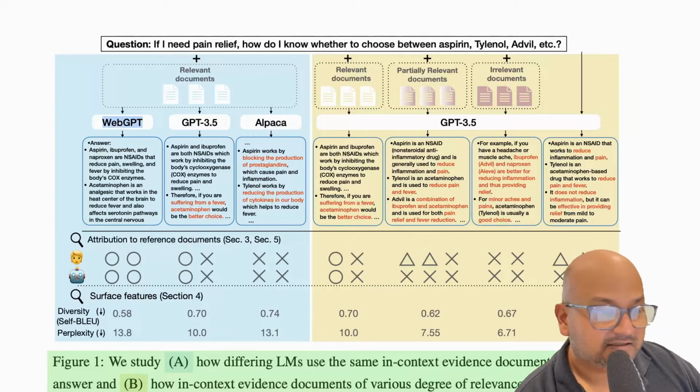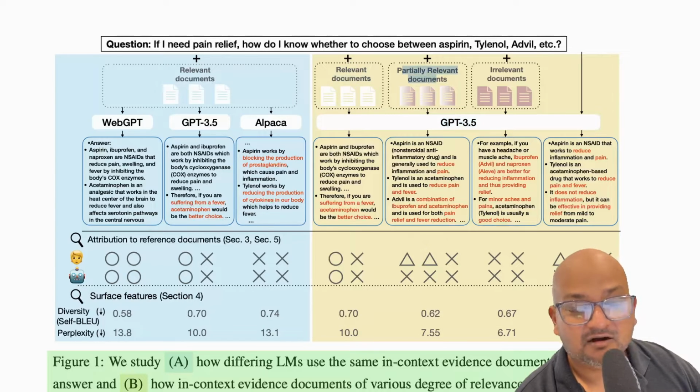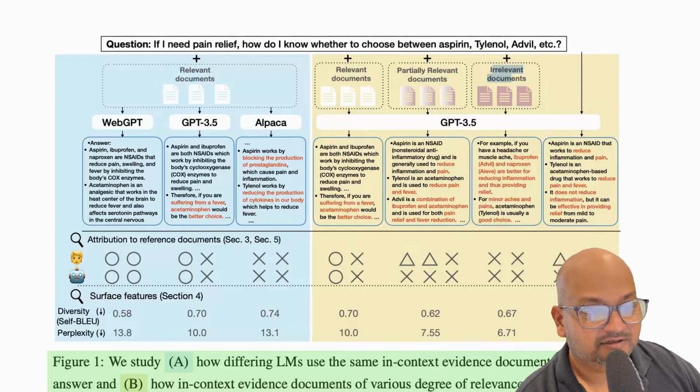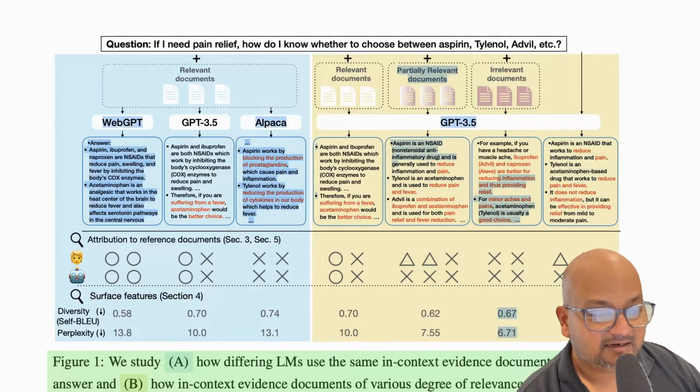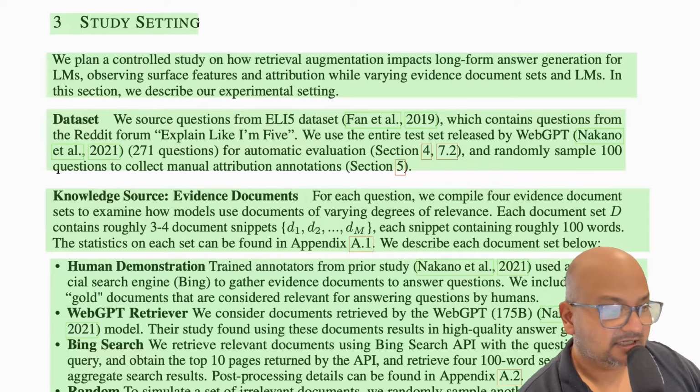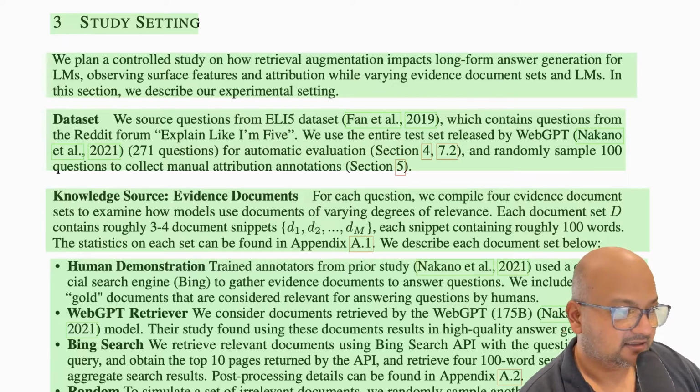The second class of experiments they do is they hold the LLM constant, but change the nature of the documents that are fed in during the retrieval phase. So they take some relevant documents, they take partially relevant documents, and then they even do an experiment with completely irrelevant documents, and then look at the quality of the answers. So let's quickly look at how they set up this experiment before we look at their results.